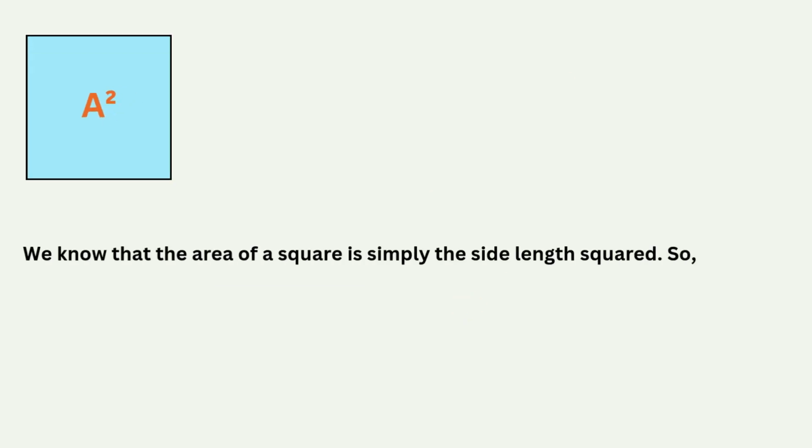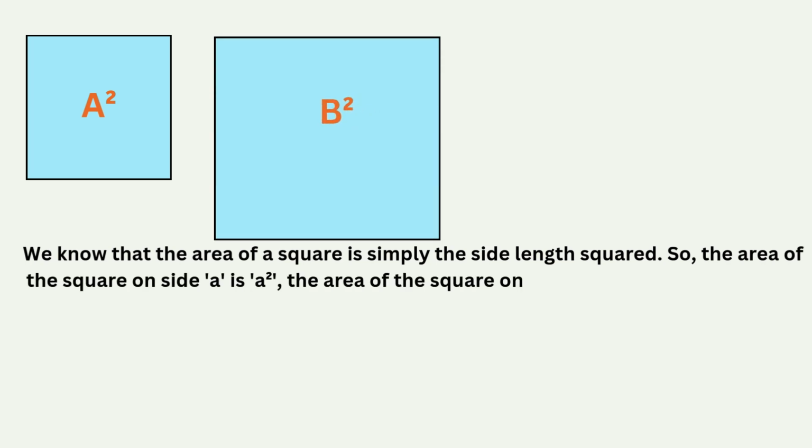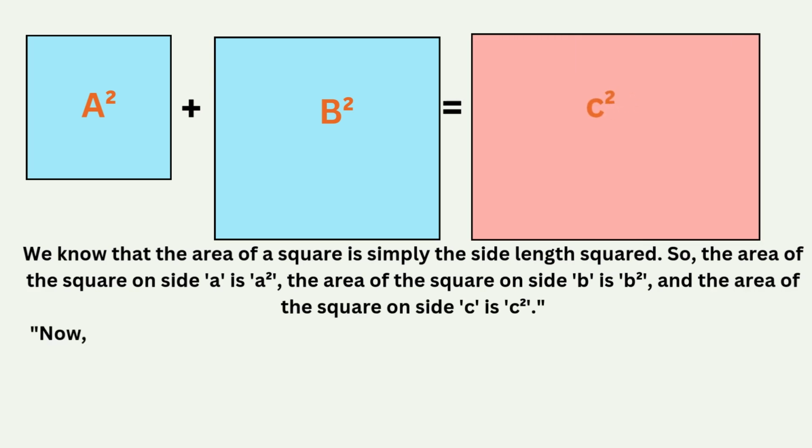We know that the area of a square is simply the side length squared, so the area of the square on side A is a squared. The area of the square on side B is b squared, and the area of the square on side C is c squared. Now here's the key insight.